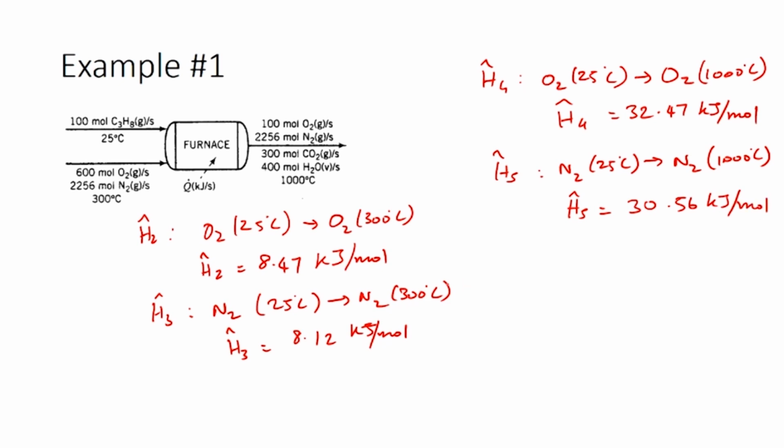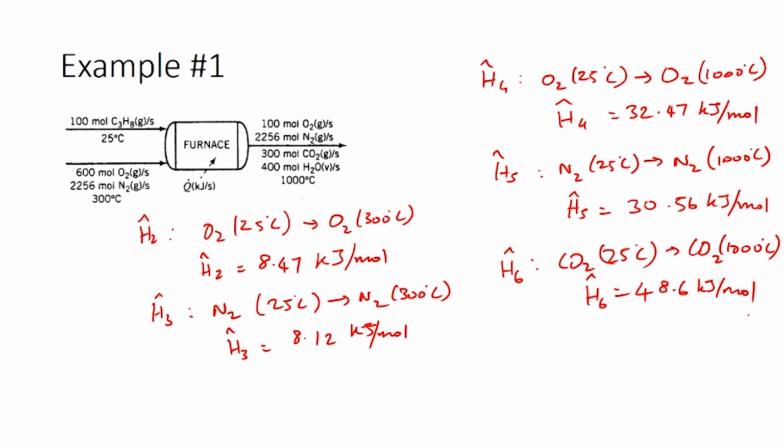So, now you have H6 cap and H7 cap. For H6 cap, you can use the table for combustion gases and get the value for carbon dioxide being heated from 25 degrees Celsius, which is the reference state, to carbon dioxide in the exit stream at 1000 degrees Celsius. So, your H6 cap is equal to 48.6 kilojoules per mole. Now we have H7 cap, which needs to be calculated.